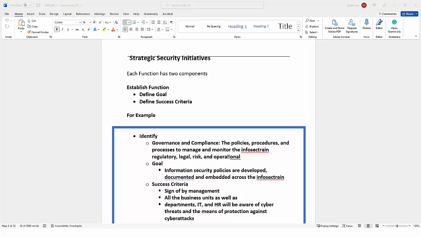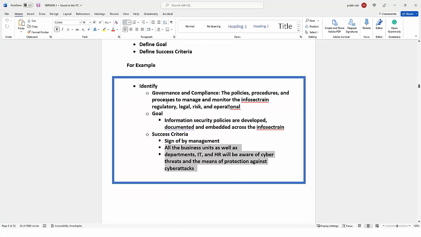So this is how you can basically take the factors. I just take one sample here to identify, where I talk about the governance functions and all that. Then I talk about the goals, and then I talk about the success criteria. So I've just taken one example here by which you will be able to build the cybersecurity strategy for an organization.